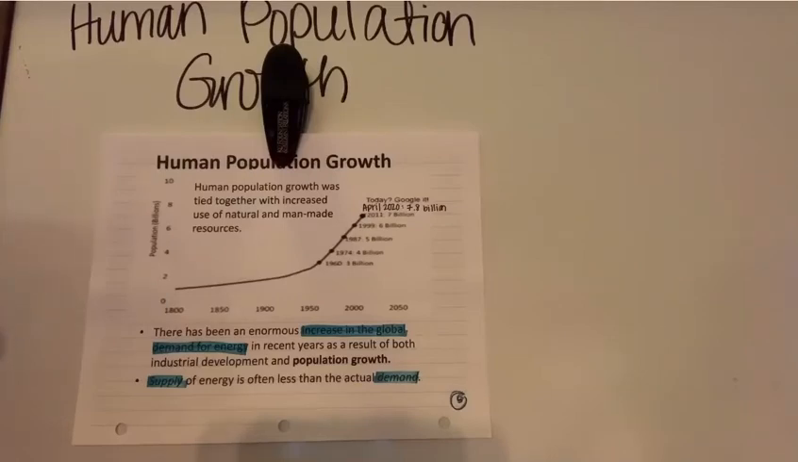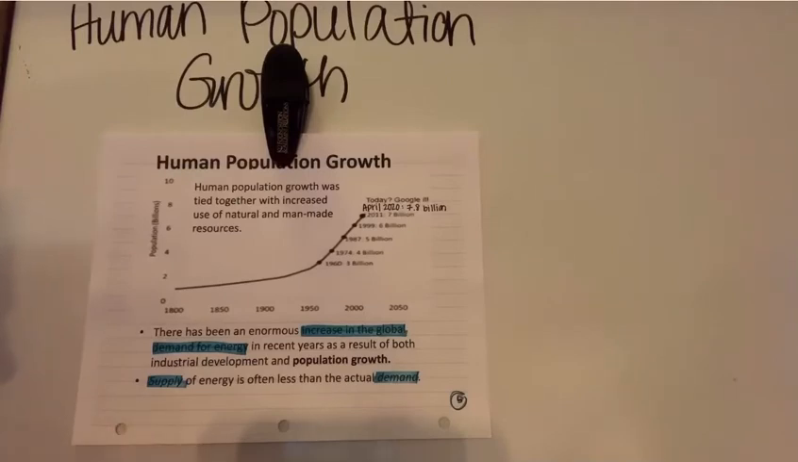Now, it says on here to Google the current population, but I went ahead and did that for you. Our current population as of April 2020 is around 7.8 billion people. So it's a timeline of the human population growth.